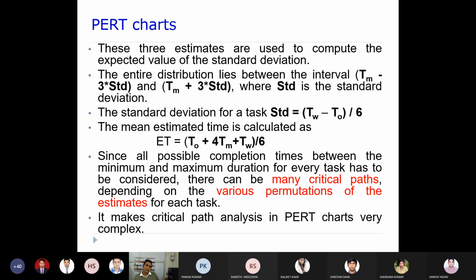Since all possible combination times between the minimum and maximum duration for every task have to be considered, as I told you, the minimum time will be To and the maximum time will be Tw. Now there can be a large number of critical paths. Why will you see many critical paths? Can anyone tell me a reason?